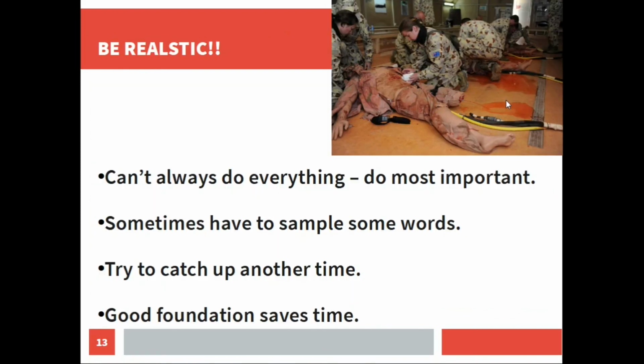And lastly, I just want to say, be realistic. You can't always do everything. We are parents, we are people working, grandparents, whatever, but do the most important thing. And sometimes you just have to sample some words. If the school tells you, write down the words 2 or 3 times, you just check maybe here and there, or don't necessarily have to write it 3 times, maybe 2 times. At another time, you try to catch up.